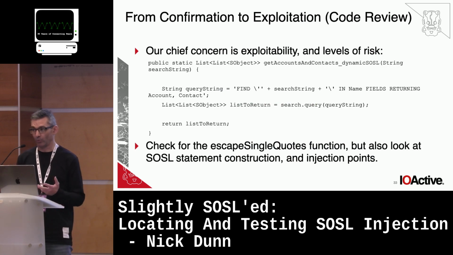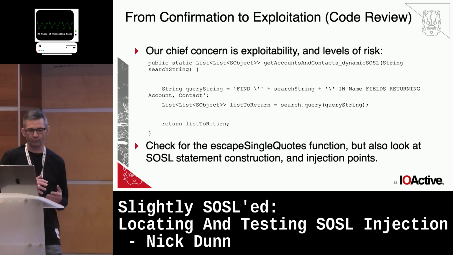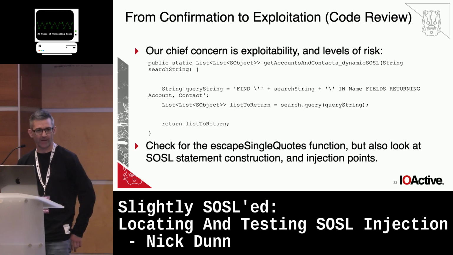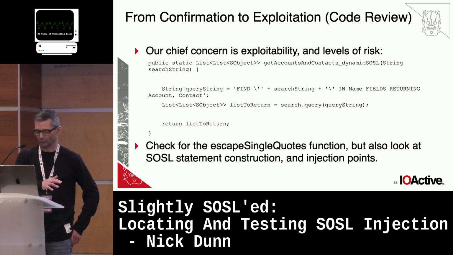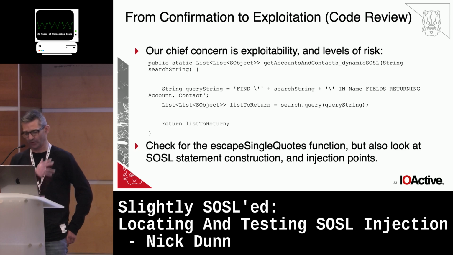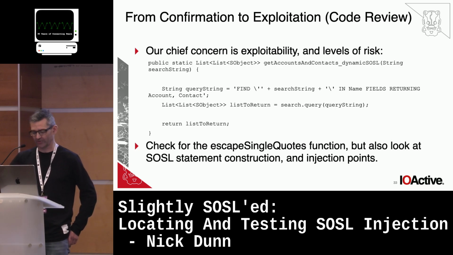So chiefly, moving on to that next stage of the methodology, when we've built up that list of code review findings, we'd have to go through those looking for what would seem to be a level of exploitability. The dynamic SOSL statements will generally look like this, with the single quotes and the plus signs surrounding the user supplied values.